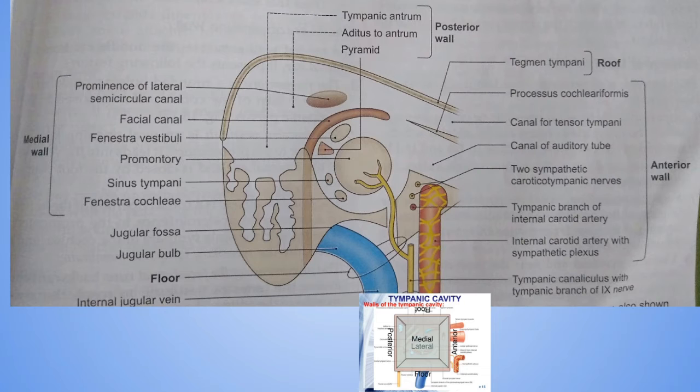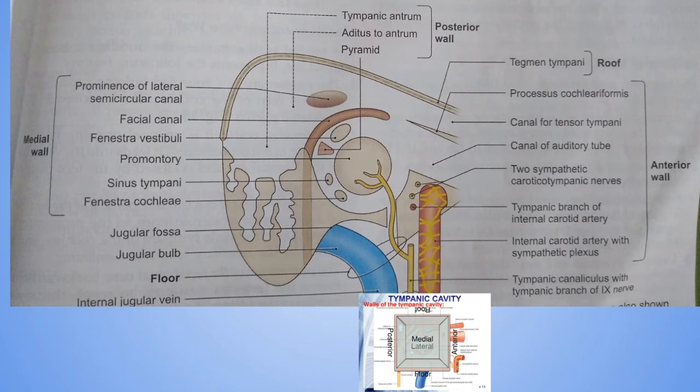Next is the fenestra vestibuli. The fenestra vestibuli is an oval opening postero-superior to the promontory. It leads into the vestibule of the internal ear and is closed by the foot plate of the stapes. Next is the fenestra cochleae. This fenestra cochleae is a round opening at the bottom of a depression postero-inferior to the promontory. It opens into the scala tympani of the cochlea and is closed by the secondary tympanic membrane.